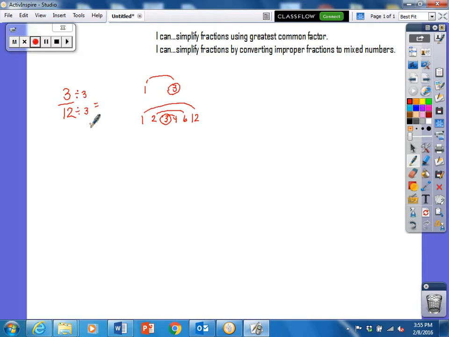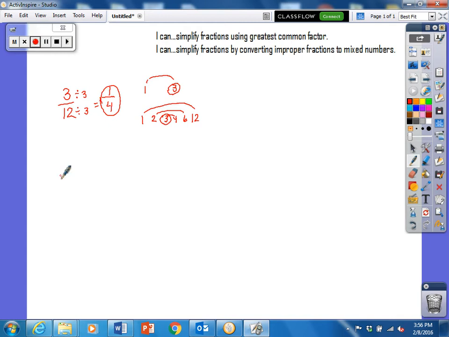Remember that simple tip that we talked about in class? If we can't remember the division part, go back to your rainbow. So we start with our 3 rainbow, and what's connected to the 3? A 1. Then we go to our 12 rainbow, find our 3, what's connected to it? A 4. So 3/12 in simplest form is 1/4.